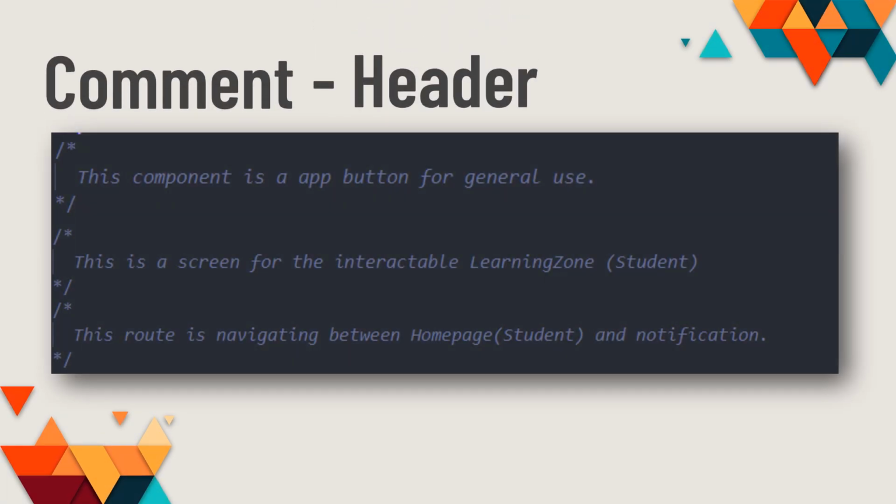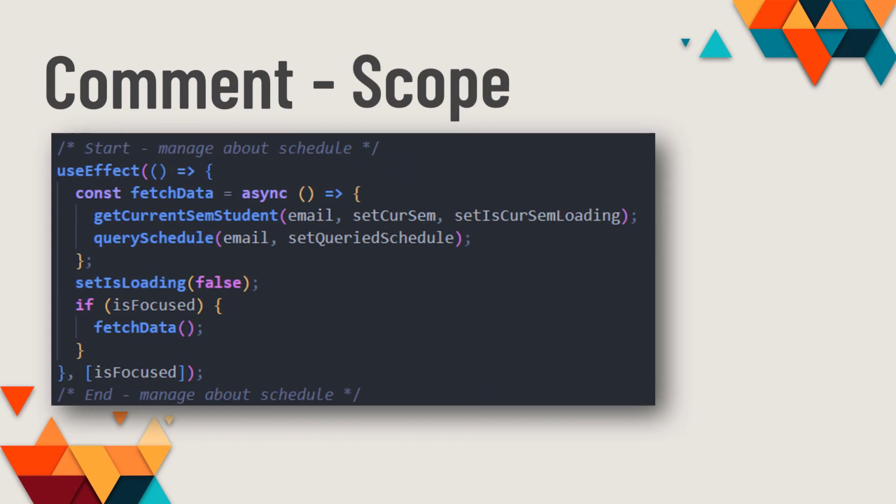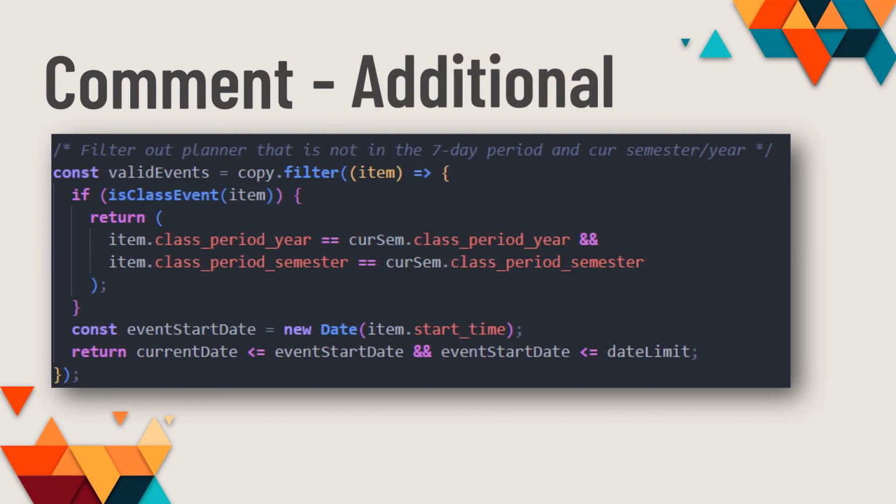First is the header. This part is for the definition of what is being described. Next is the scope. This part is for managing long, lengthy code by marking the start and the end. Last is additional comments, used where extra clarity is needed.